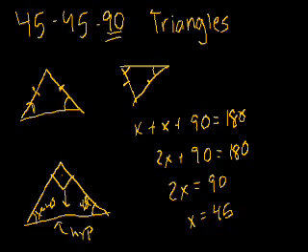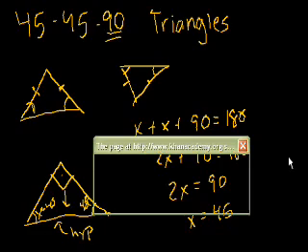So what's interesting about a 45, 45, 90 triangle? Well, other than what I just told you, let me redraw it like this. So we already know that this is 90 degrees. This is 45 degrees. This is 45 degrees. And based on what I just told you, we also know that the sides that the 45-degree angles don't share are equal. So this side is equal to this side.